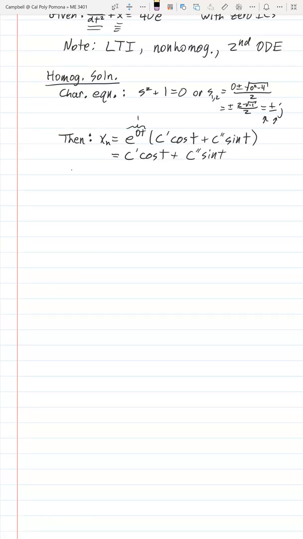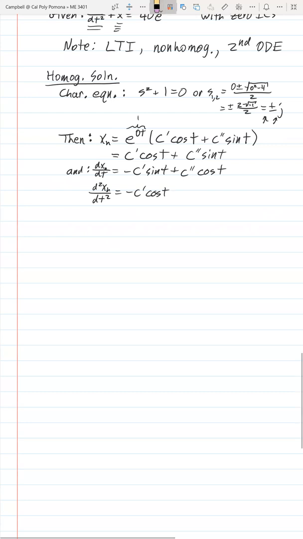So we then have dxh dt is equal to, and taking the derivatives of these trigonometric functions is pretty simple, so I'm not going to spend a lot of time on that. And then last but not least, d squared xh dt squared is equal to a negative c prime cosine t, sorry, let's do the minus, just get that out front, minus c double prime times sine of t.